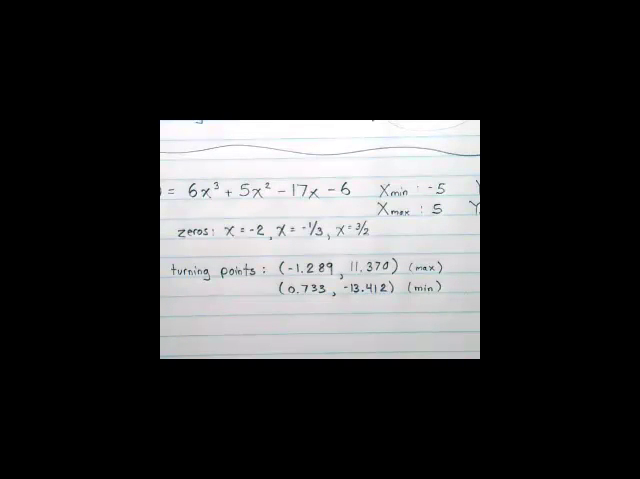So 0.733, negative 13.412. Be sure that you selected minimum this time and not maximum. Otherwise, it's going to tell you the highest point in that little interval, not the lowest, and it's going to be the wrong spot. Okay? So first one, we had to do the maximum. Second one, we had to do the minimum. Just be careful of that.